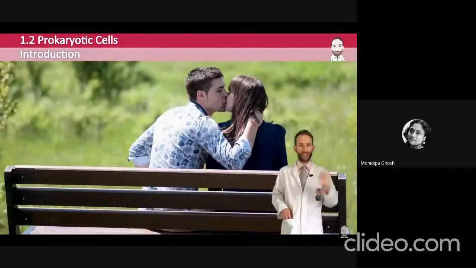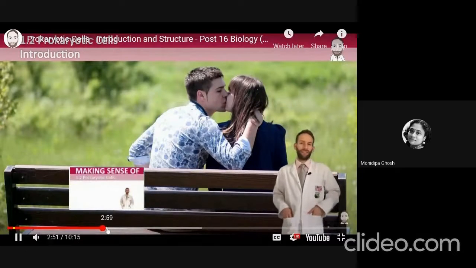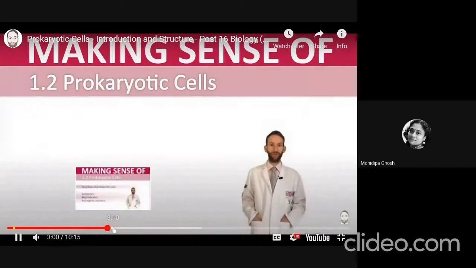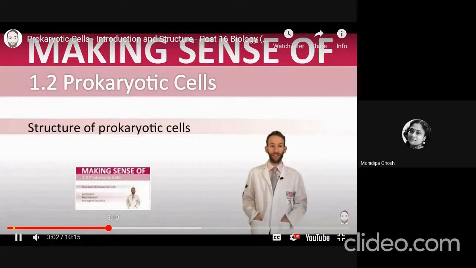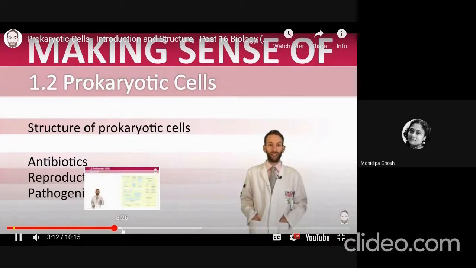You can actually exchange them very easily between each other, which is why people get ill if we exchange pathogenic bacteria. Prokaryotic cells will be covered in the next 2 videos. This video is going to be looking at the structure of prokaryotic cells, and the next video is going to be a little bit on antibiotics, looking at how penicillin works, and reproduction in prokaryotic cells.